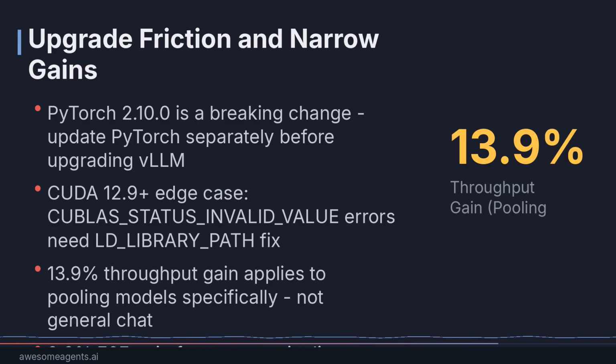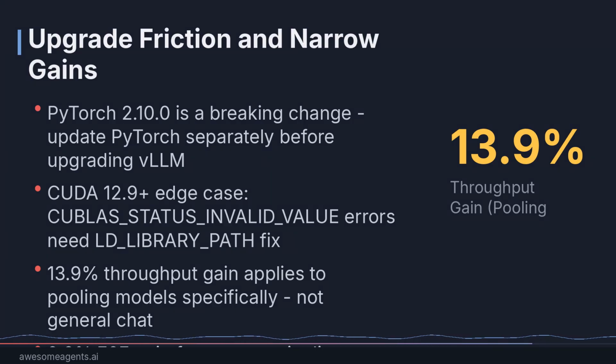Okay, let's be balanced here. What doesn't work well in this release? The PyTorch 2.1 upgrade is the main friction point. If you just run pip install --upgrade vllm, things will break unless you update PyTorch separately first. And there's an edge case with CUDA 12.9 where you can hit errors that require removing system CUDA from the library path. So the upgrade path is a bit rough. It's manageable, but it's not clean.